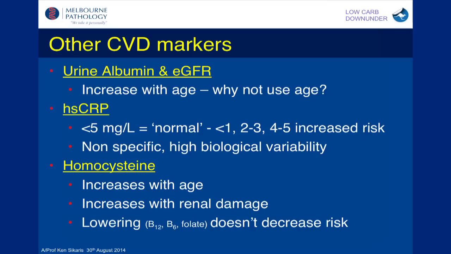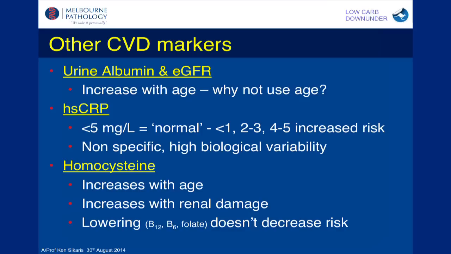So now just some quick words. Measures of kidney function do predict mortality and diabetes, but they also rise with age, and it's very hard to work out whether this is age-related or disease-related.